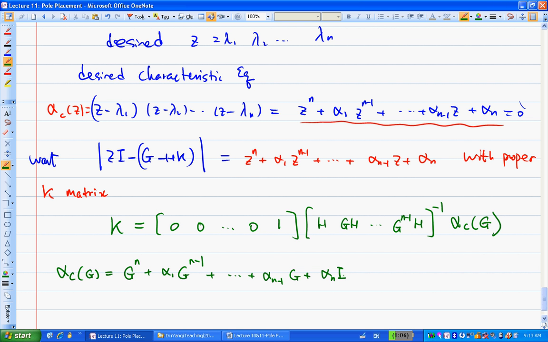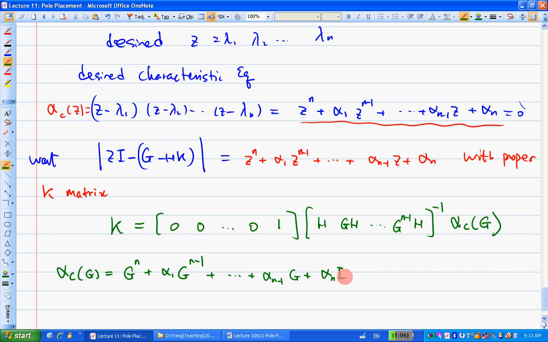Ackermann's formula, hand calculation is probably still a little bit too much for a high order system, but it's okay for computer systems, for software.